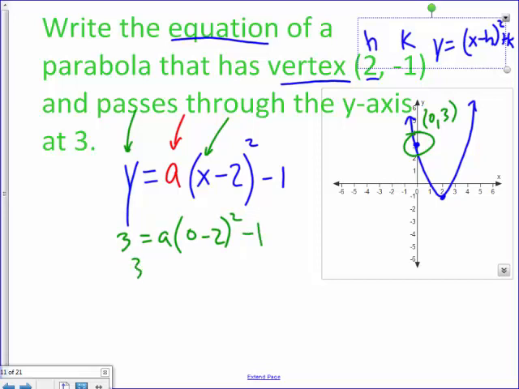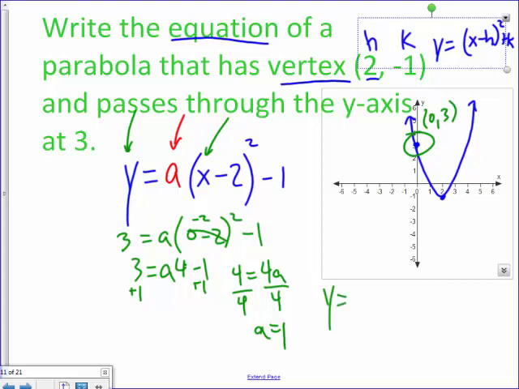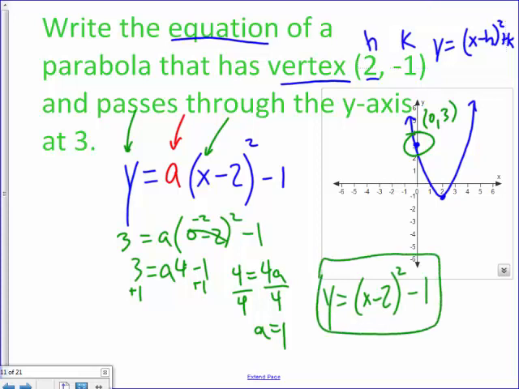And there we go. So I got 3 equals a times, well, this is really -2 squared, right? And -2 squared is 4, minus 1. Add the 1 over, so I'd have 4 equals 4a. Then divide by 4, so a is 1. So in this case, I didn't even really need the a because I know my a is 1, and 1 times anything is just what that is. So this still worked out, just like that.